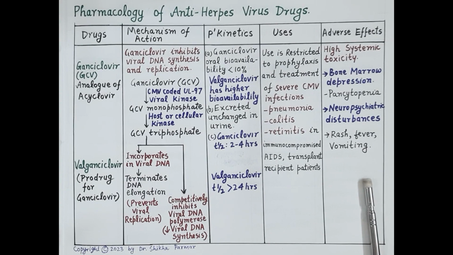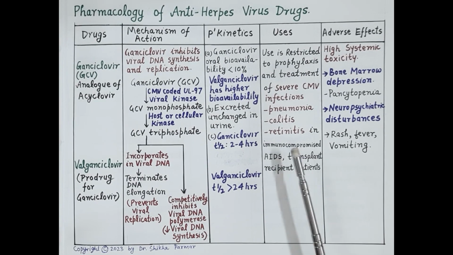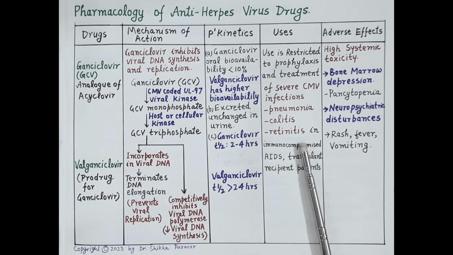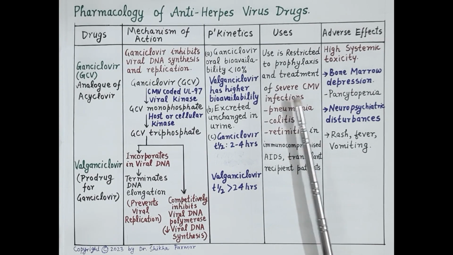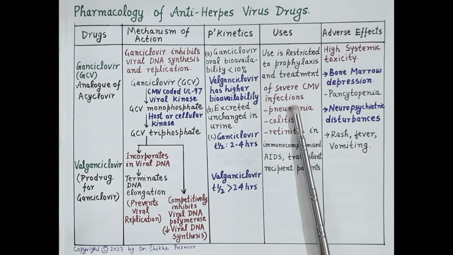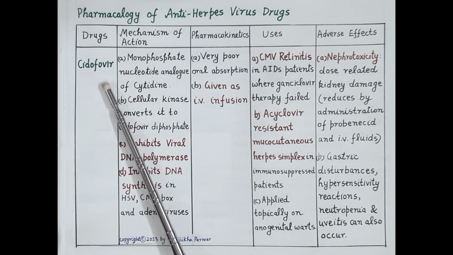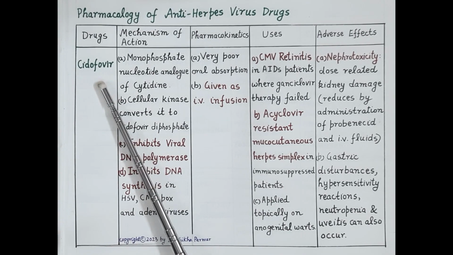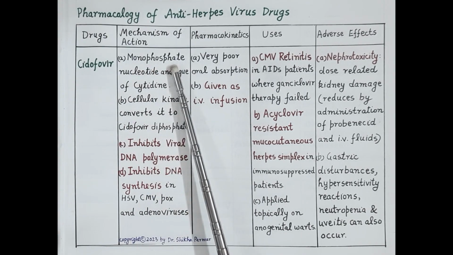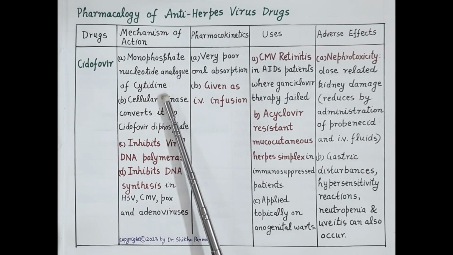Now important to remember that Ganciclovir and Valganciclovir are used in the treatment and in the prophylaxis of severe cytomegalovirus infections. Now another drug is Cidofovir. Important to remember that Cidofovir is used in the treatment of herpes virus infections that are resistant to Acyclovir and Ganciclovir. Now Cidofovir is a monophosphate nucleotide analog of cytidine.